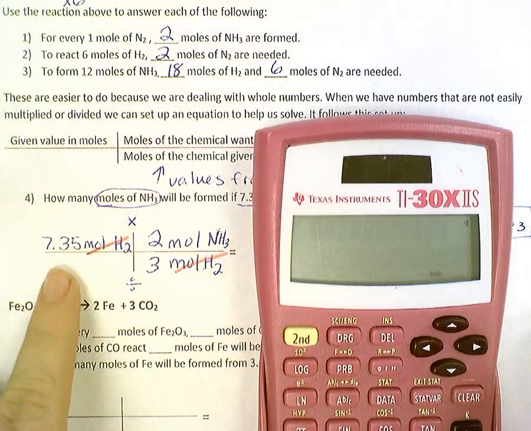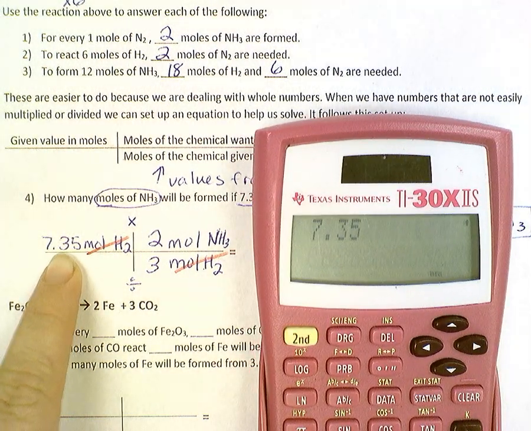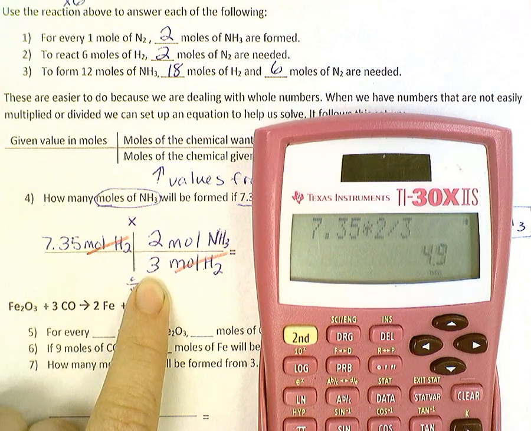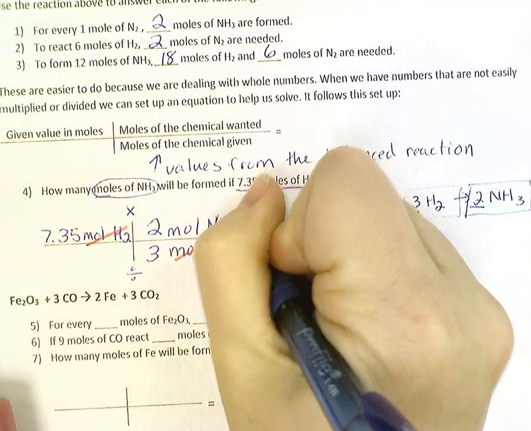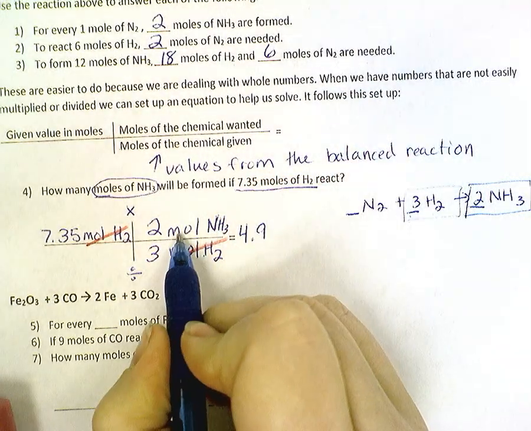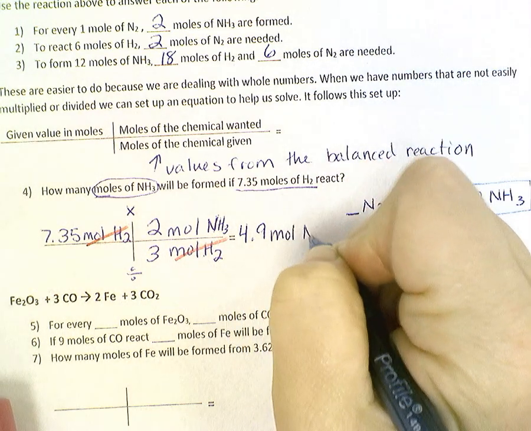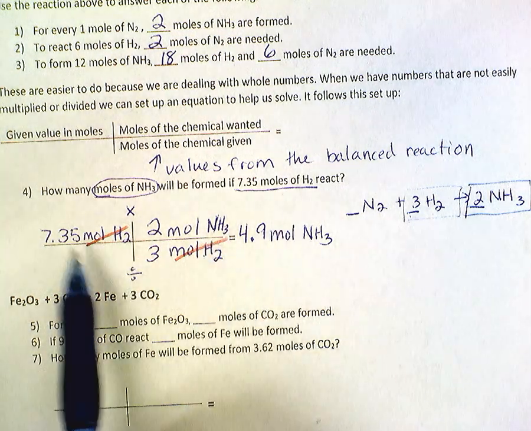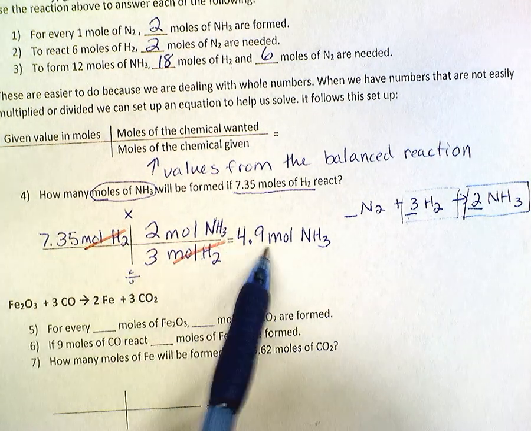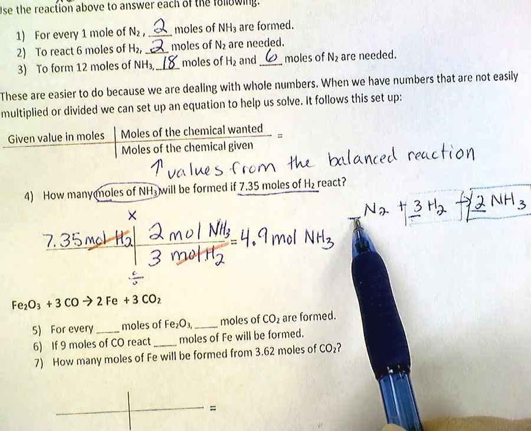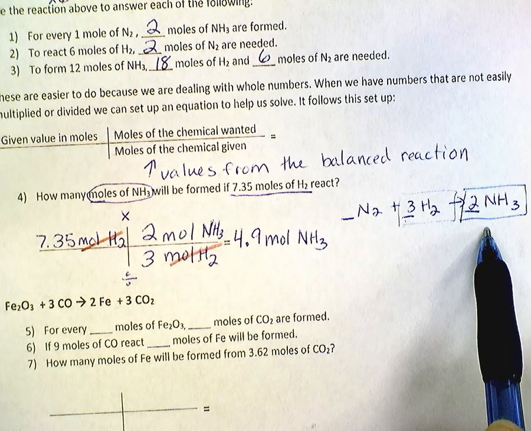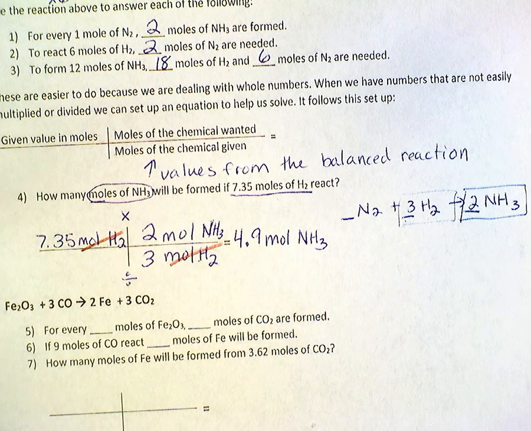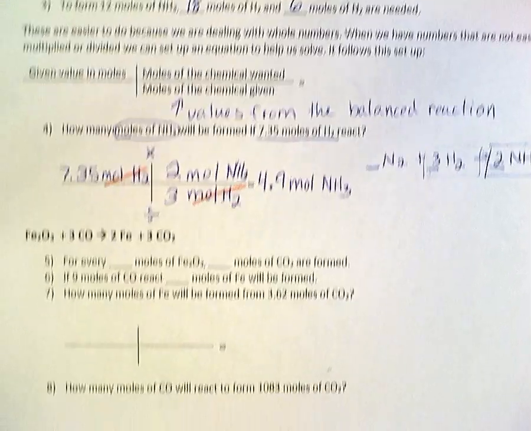So in my calculator, I'm going to take 7.35. We're going to multiply by 2 on the top, divide by 3 on the bottom, and we get 4.9. The unit that's left over is moles of NH3, ammonia. Okay. So we can approach it this way when we don't have nice, clean numbers to deal with. It's a little harder to think of these coefficients in kind of weird ratios like these. So we're going to take a look at another example here.